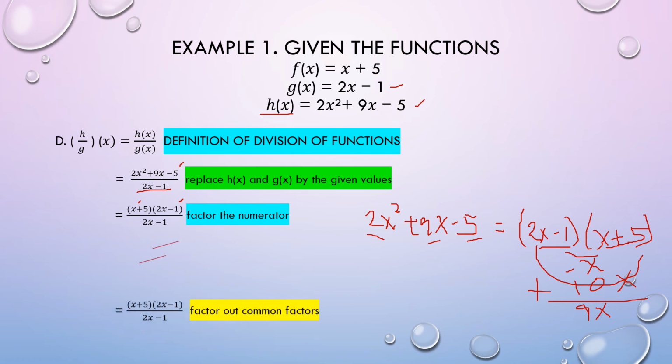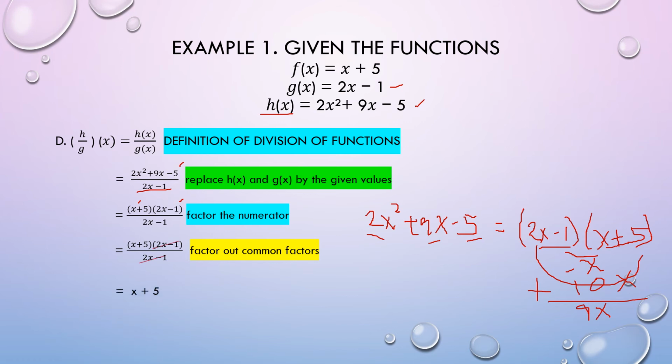Okay? And now, we're going to factor out common factors. So, as you can see here, 2x minus 1 and 2x minus 1 on the denominator. We just eliminate that because 2x minus 1 divided by 2x minus 1 is equal to 1. So, what is left now is x plus 5. Okay? So, my tip for you, you should know how to factor functions, or algebraic expression. We're going to recall on that.